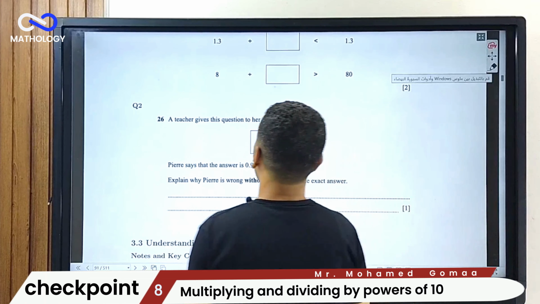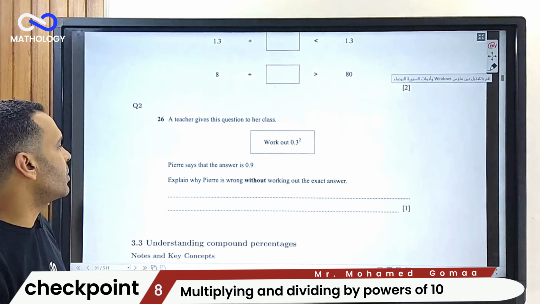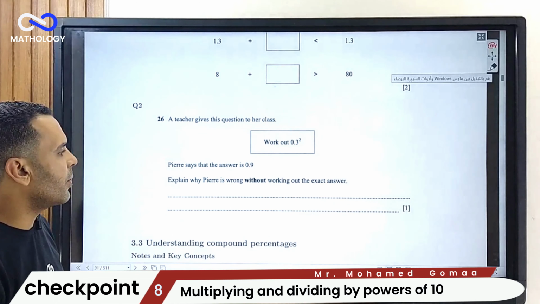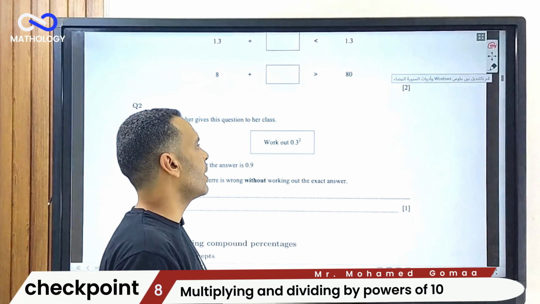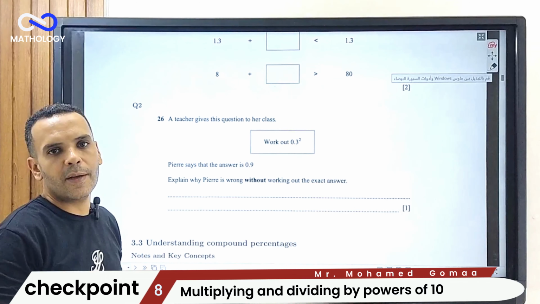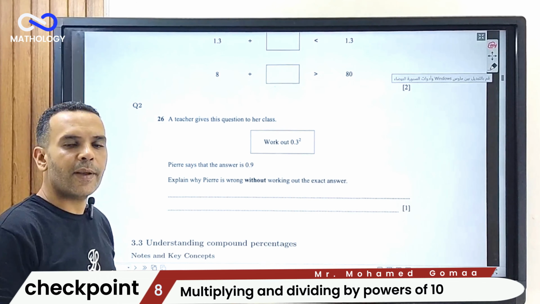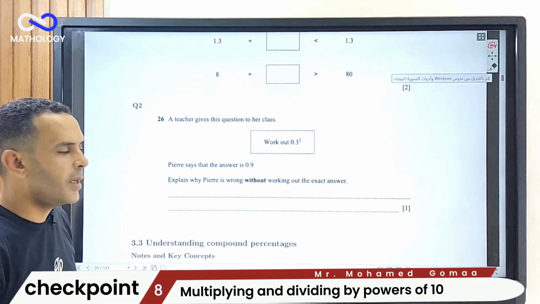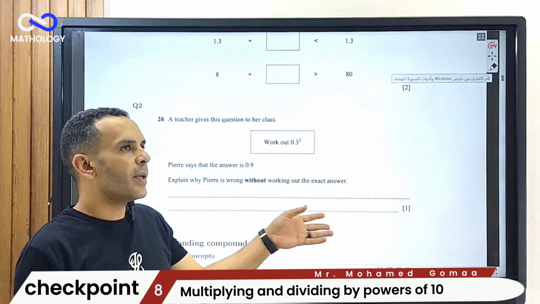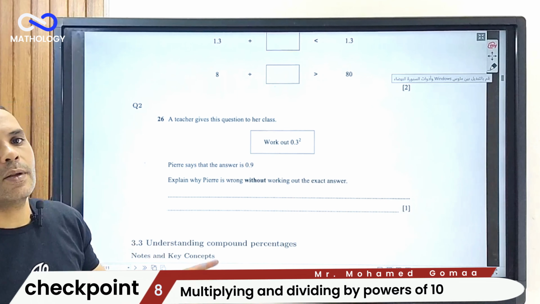A teacher gives this question to her class. Work out 0.3 power 2. Perry says that the answer is 0.9. Explain why Perry is wrong without working out the exact answer. Why? Because 0.3 power 2 means 0.3 multiplied by itself. The answer must have a decimal point after 2 digits from the right. Here we have a decimal point after 1 digit from the right. And 0.3 multiply 0.3 equals 0.09, with the decimal point after 2 digits from the right, not 1 digit.